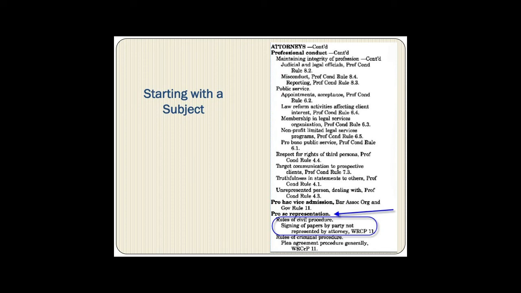In this example, when looking up pro se representation under Attorneys' Professional Conduct, we have two options for court rules. The first heading for Rule 11 is within the Rules of Civil Procedure, while the second heading is within the Rules of Criminal Procedure. We will take a look at Rule 11 of the Wyoming Rules of Civil Procedure.